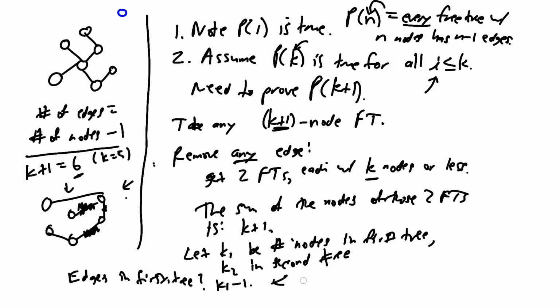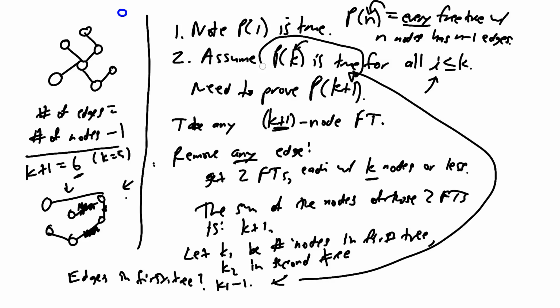How do we know that? We know that by the inductive hypothesis. We are allowed to assume that every free tree has one less edge than node thing is true for all smaller trees. So since we divided this into two trees, the first tree must have K1 minus 1 edges, and the second tree is going to have K sub 2 minus 1 edges. And again, that is the key gem here, right? That is the thing we are allowed to assume because we're making the inductive hypothesis.